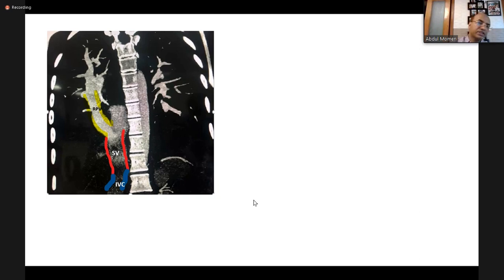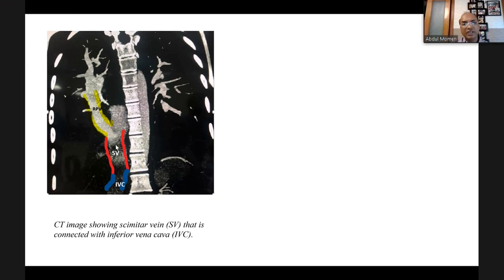So this is not sinus venosus. This is the right upper pulmonary vein, the Scimitar vein, and the IVC. So when the vein drains into the IVC by the Scimitar vein, that is Scimitar syndrome. So this is another patient of Scimitar vein.